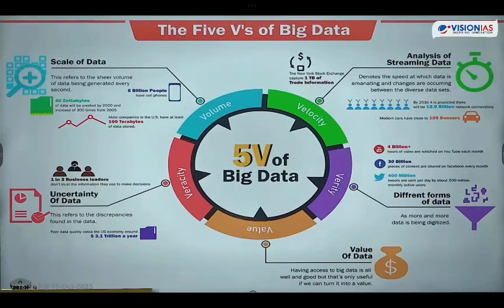It will be useful in framing of policies as well as implementing of policies. Okay, next, big data has the following characteristic features. First one is volume. Volume refers to the scale of data that is generated every second and every day.